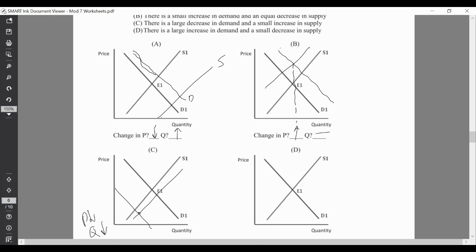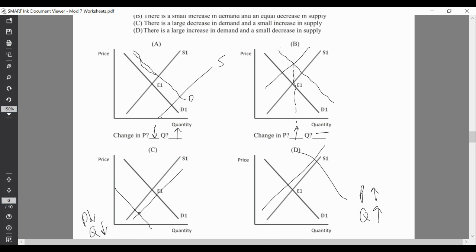And then the last one says that there's a large increase in demand, so we'll put that there. That's a terrible looking demand curve. And a small decrease in supply. So what do we know here? We essentially know that price is going to go up, right? And quantity is going to go up, because they're giving us amounts that it's shifting.